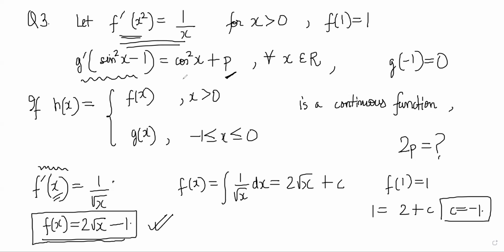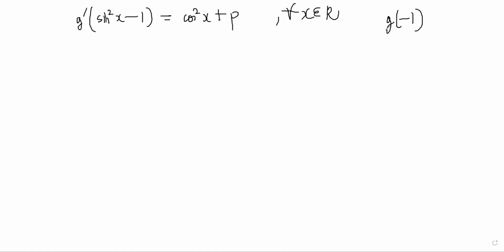Similarly, now we have to figure out our g of x function from here, because ultimately we have to use the continuity of h of x. So let's work on the g of x function. We have g dash of sine square x minus 1 is equal to cos square x plus p for all x belongs to real. And we also have g of minus 1 is equal to 0.